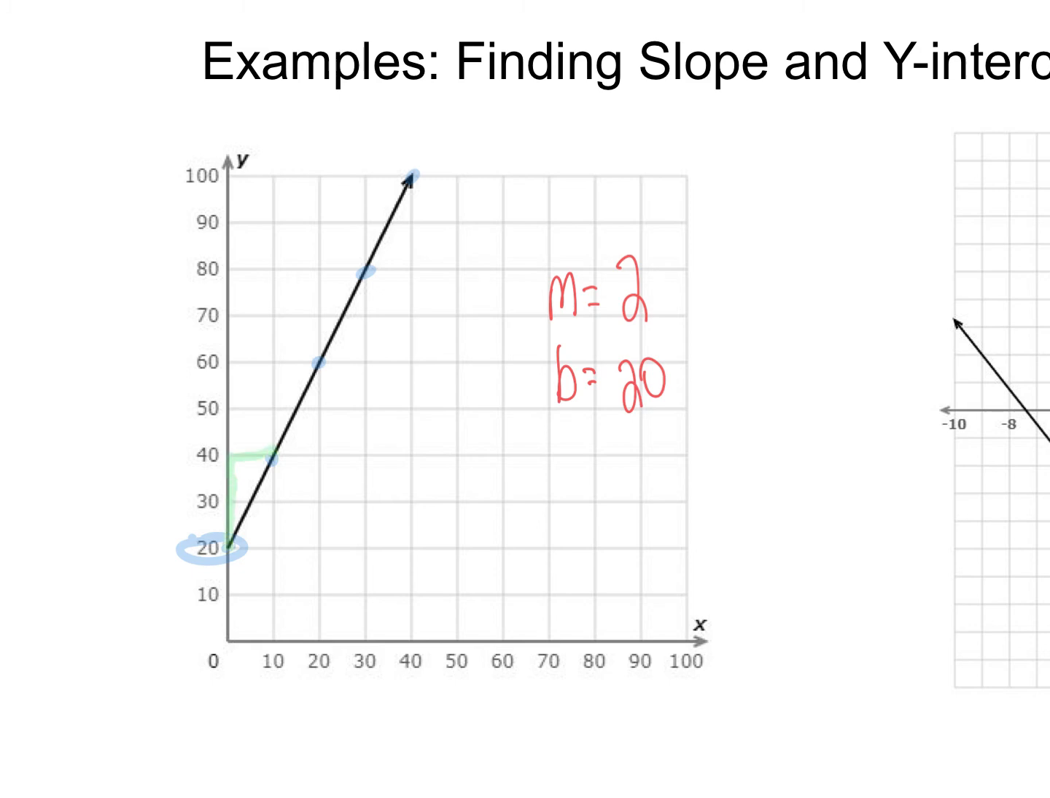And I figured that in doing that, I rose from 20 to 40, which means I had a rise of 20. And I ran from 0 to 10, which means I had a run of 10. And I divided 20 by 10 to get 2.